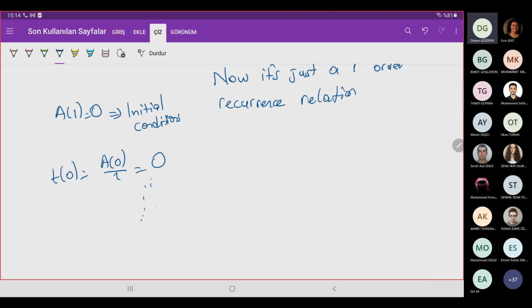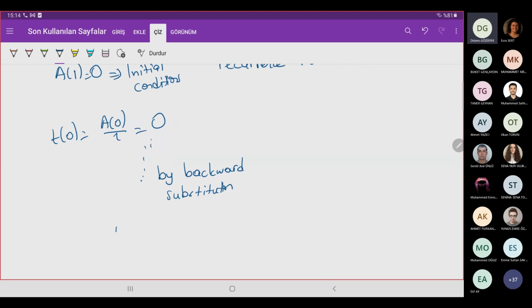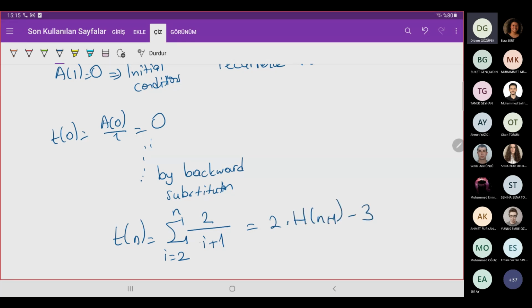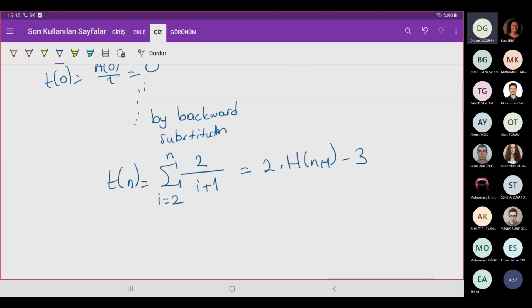Okay. By backward substitution, T(n) is equal to the summation for i from 2 to n of 2 over i plus 1, which is equal to the harmonic series: 2 times H(n+1) minus 3, okay? Because I start from i equal to 2. Of course, minus 3 will not matter in the complexity analysis.